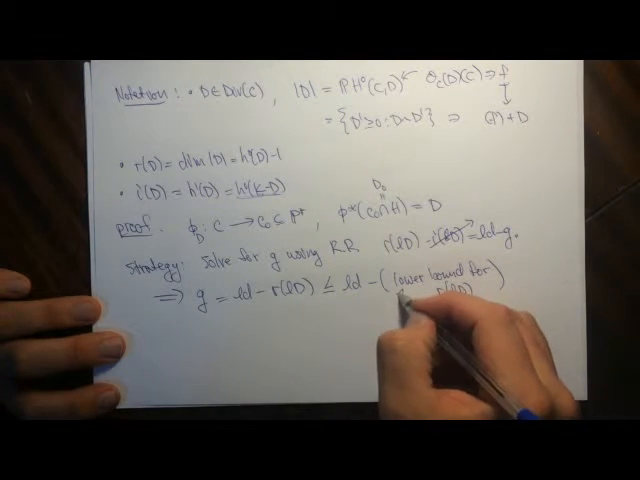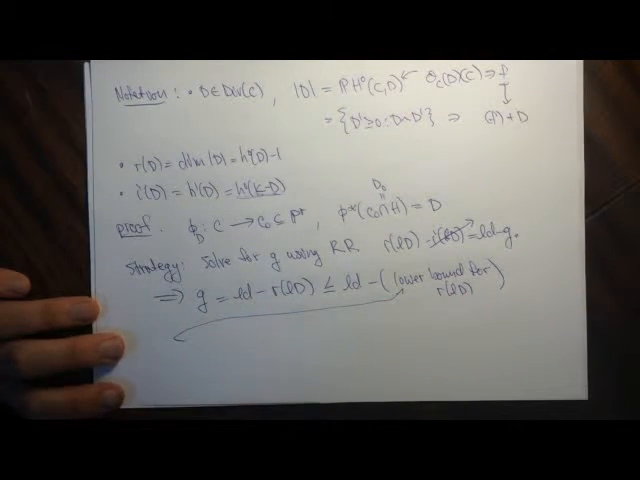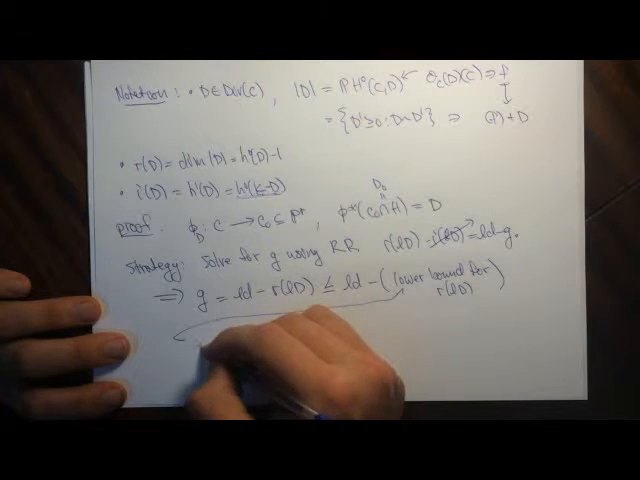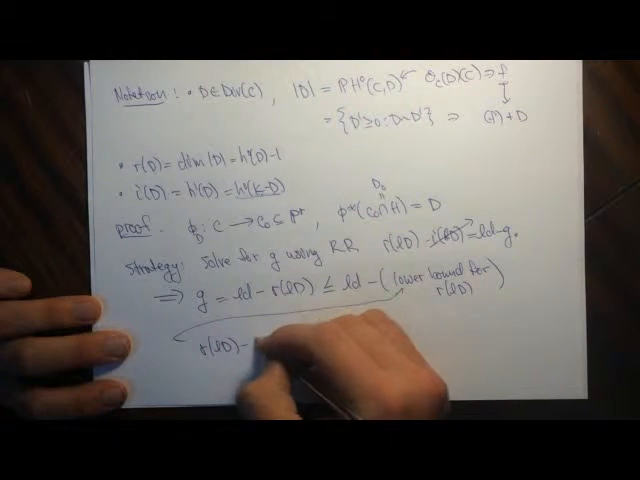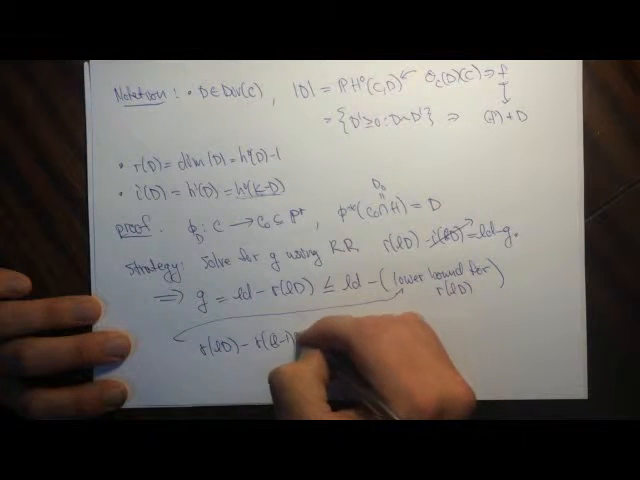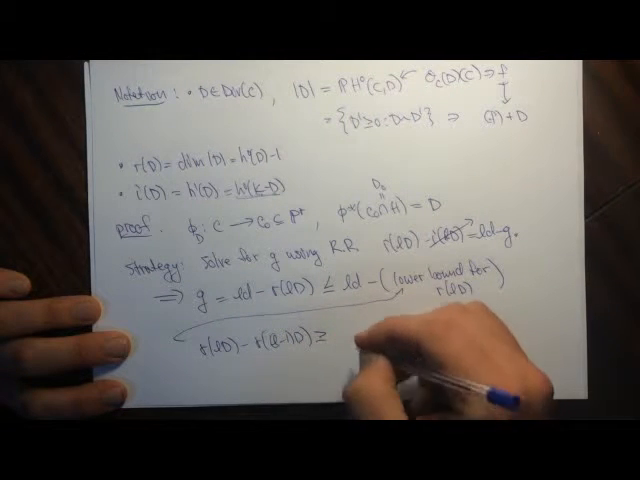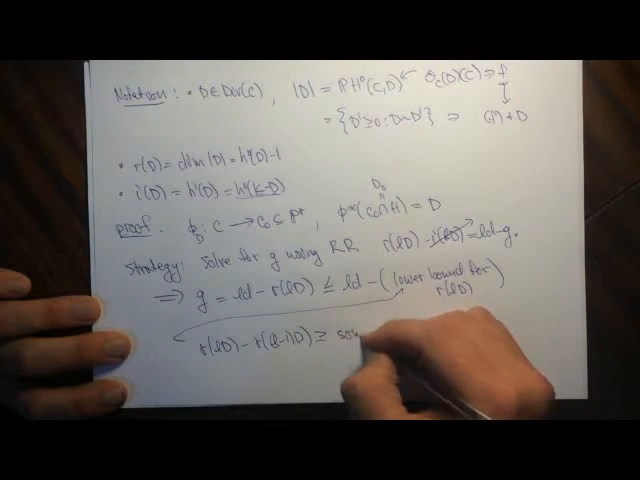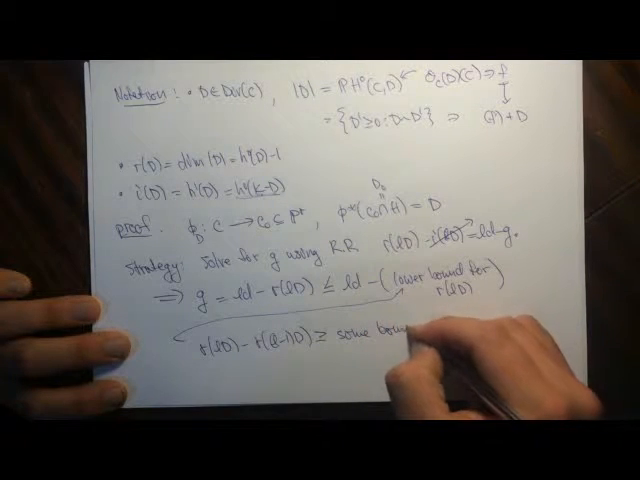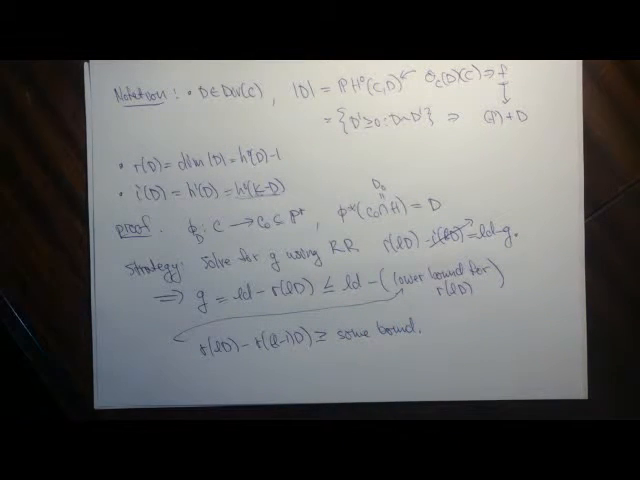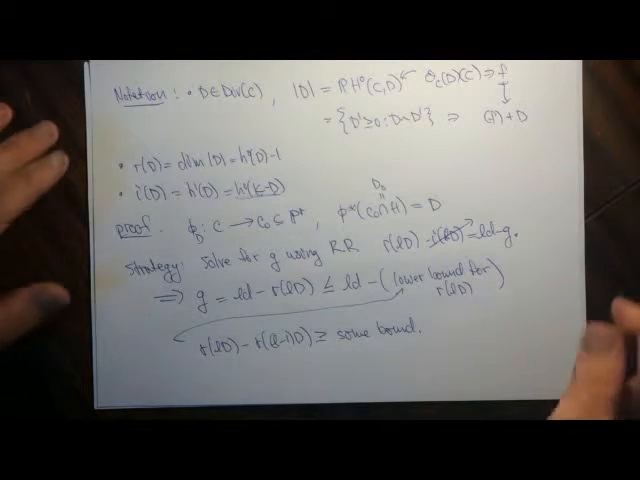And to obtain this, we'll be showing that R of L D minus R of (L minus 1) D is less than or equal to some bound, essentially.